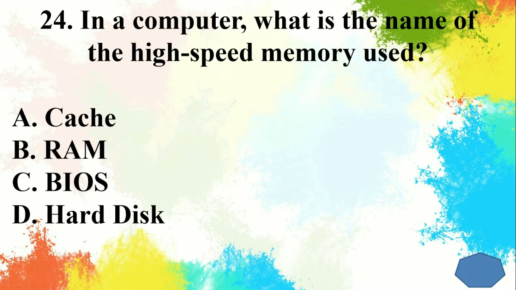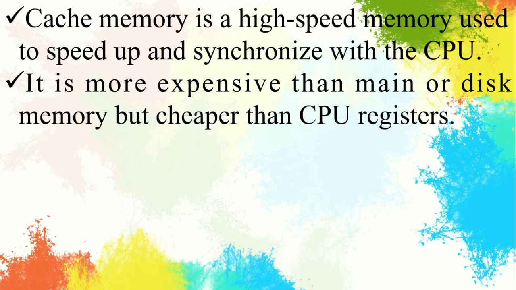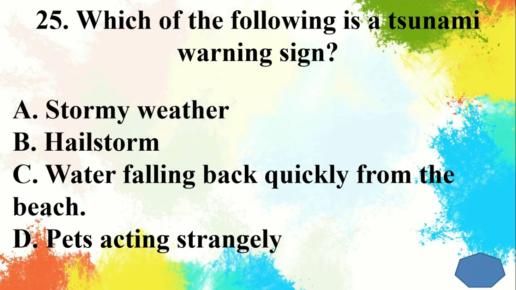Question 24. In a computer, what is the name of the high-speed memory used? Answer: cache. Cache memory is a high-speed memory used to speed up and synchronize with the CPU. It is more expensive than main or disk memory but cheaper than CPU registers.